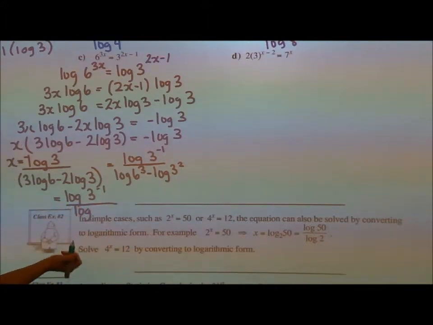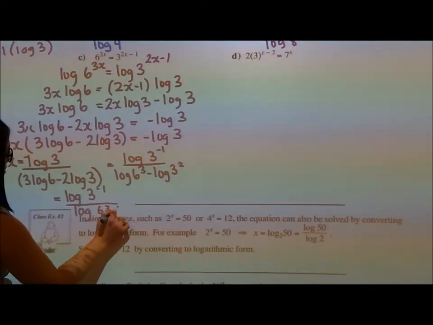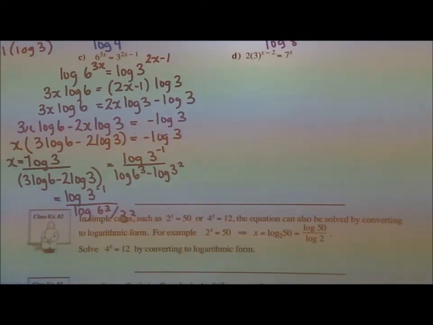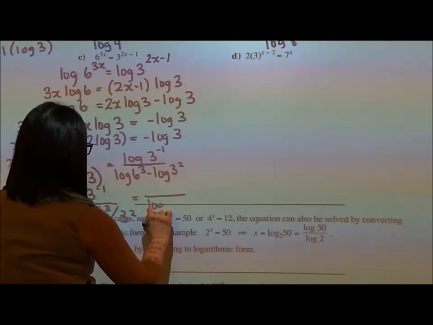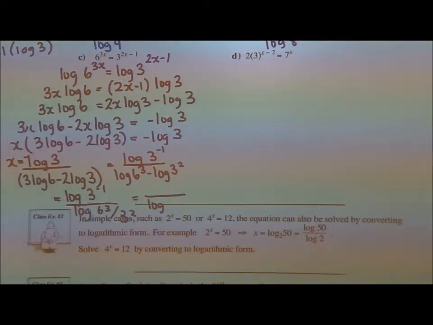The quotient law tells me that I can write 6 to the power of 3 divided by 3 to the power of 2. So then I can use the calculator to help me simplify. What is 6 cubed divided by 3 squared? Okay.